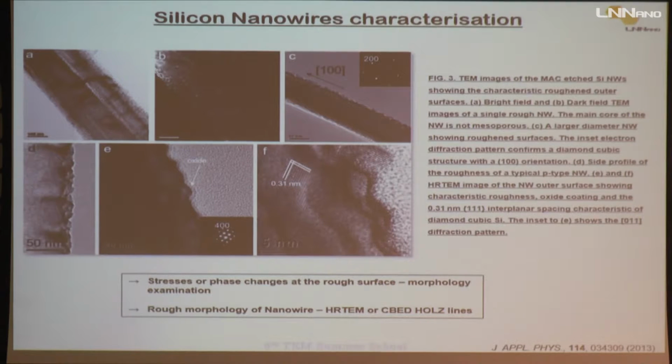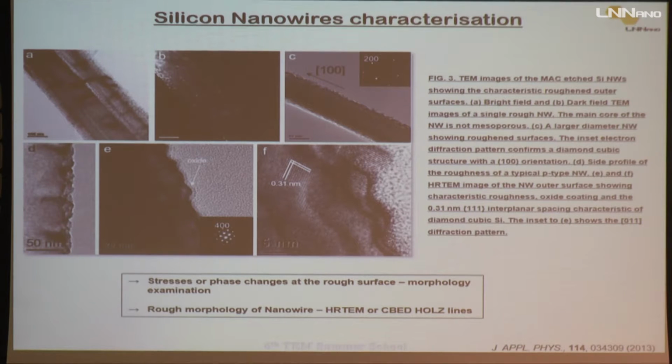So the next sample is silicon nanowires. These are metal-assisted chemical etch samples, and I can see that after undergoing the etching process, it forms rough edges on the sides. I need to check whether, even after finishing this etching process, this particular nanowire is still maintaining its crystallinity, or whether there are any phase changes or strain or stresses at these rough edges.